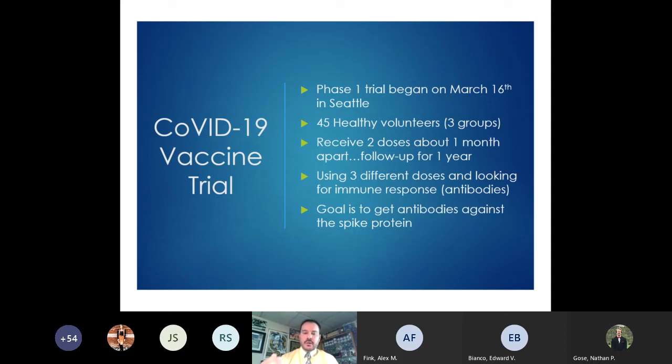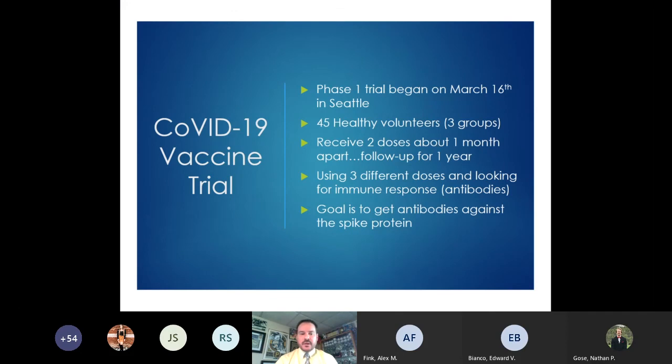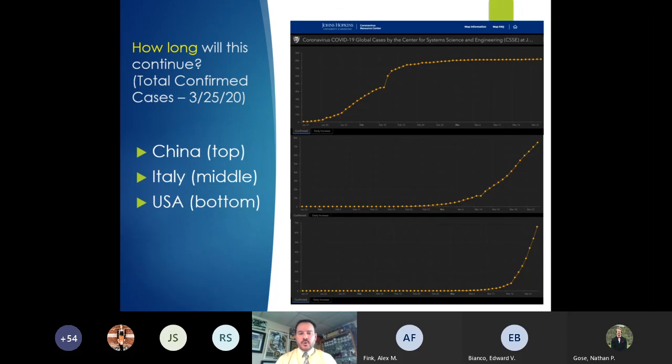And not surprisingly, the goal here is to get an immune response, get antibodies made against the spike protein. So that's the protein that projects out from the virus. The antibody would bind to it and prevent infection or spread. So that vaccine trial has just started at Kaiser Permanente in Seattle. They're going to follow up with these patients for quite a while and see if they elicit some kind of immune response.